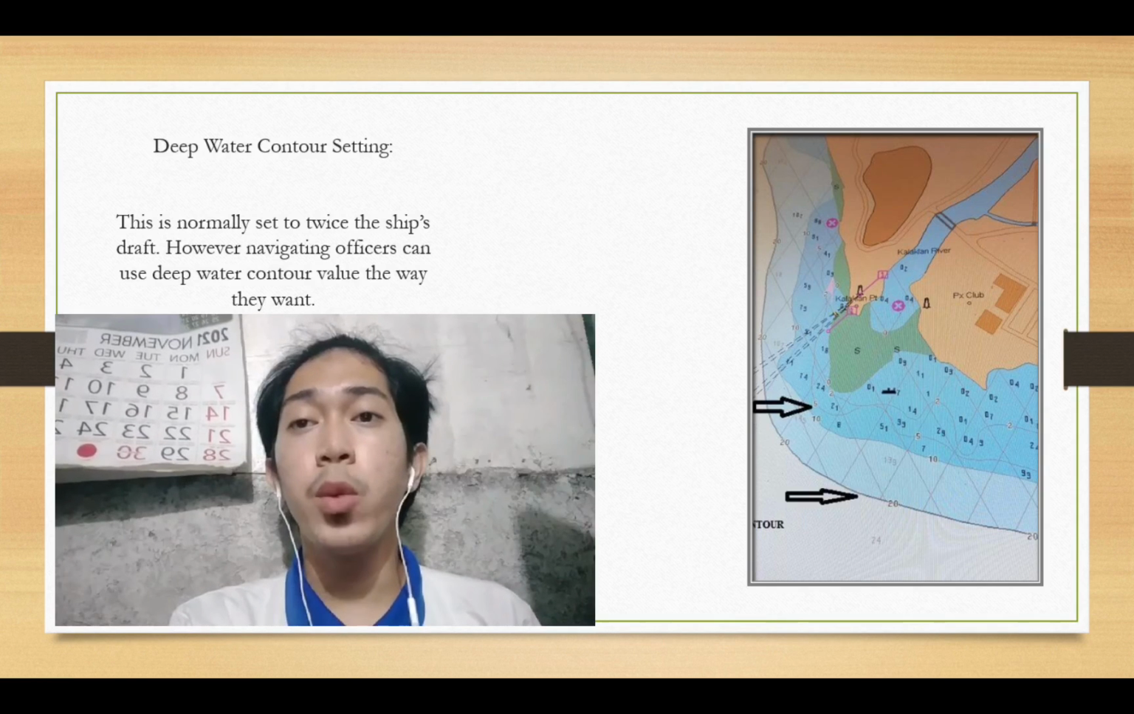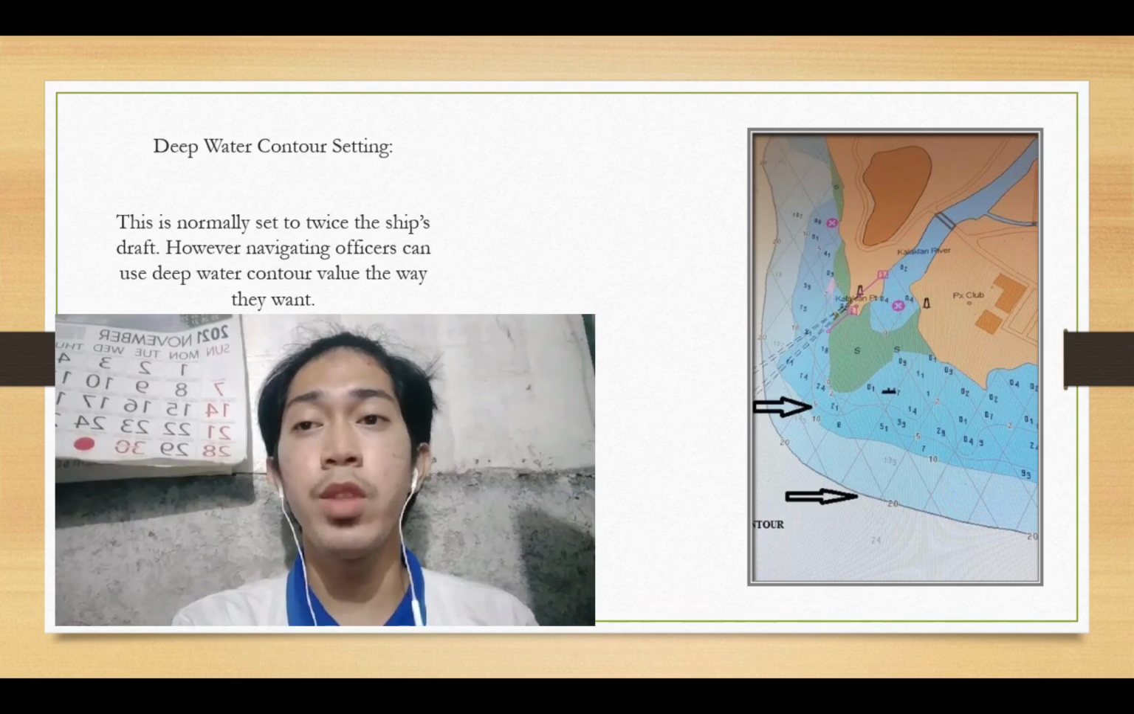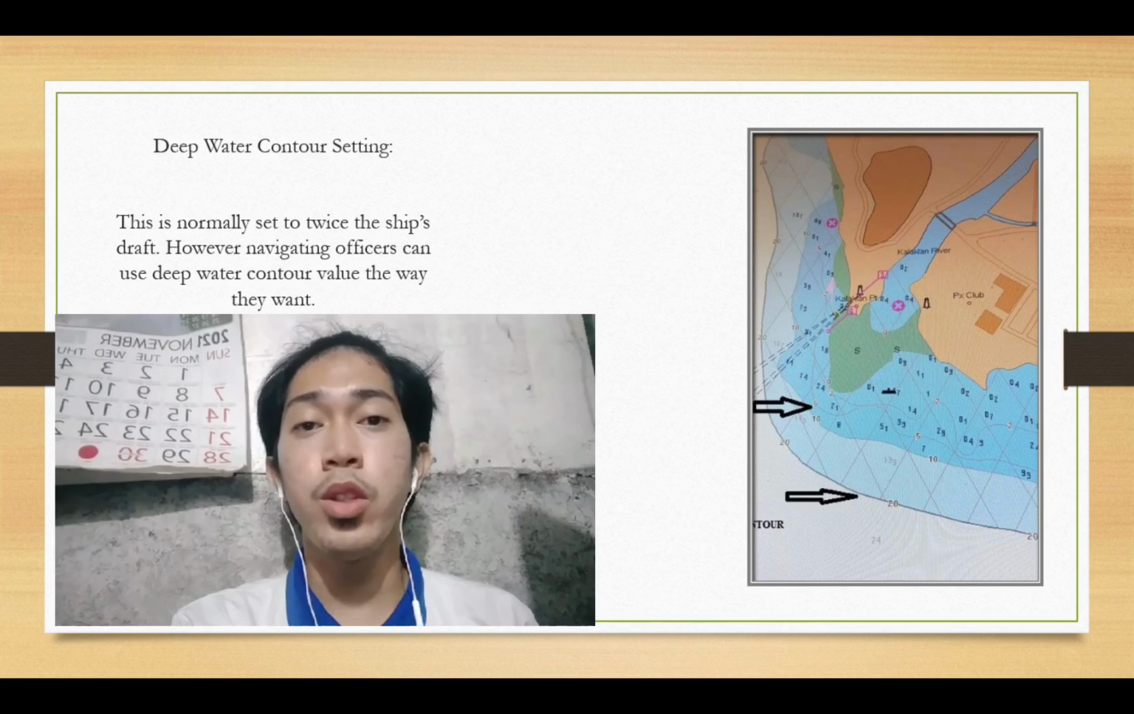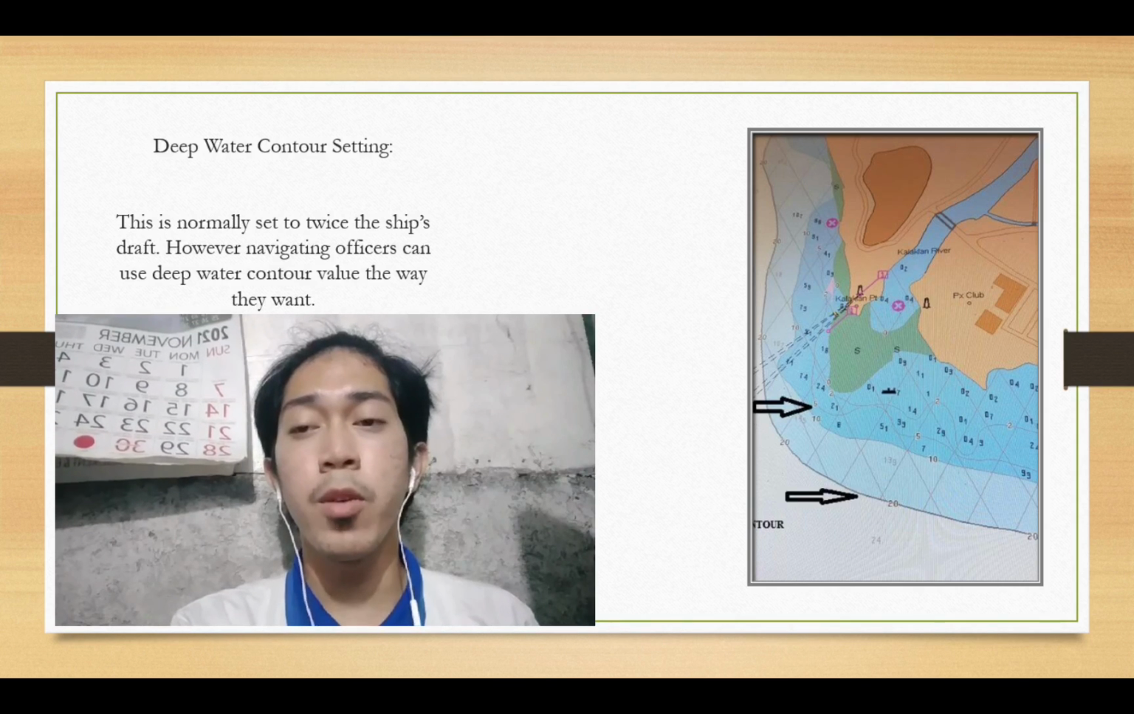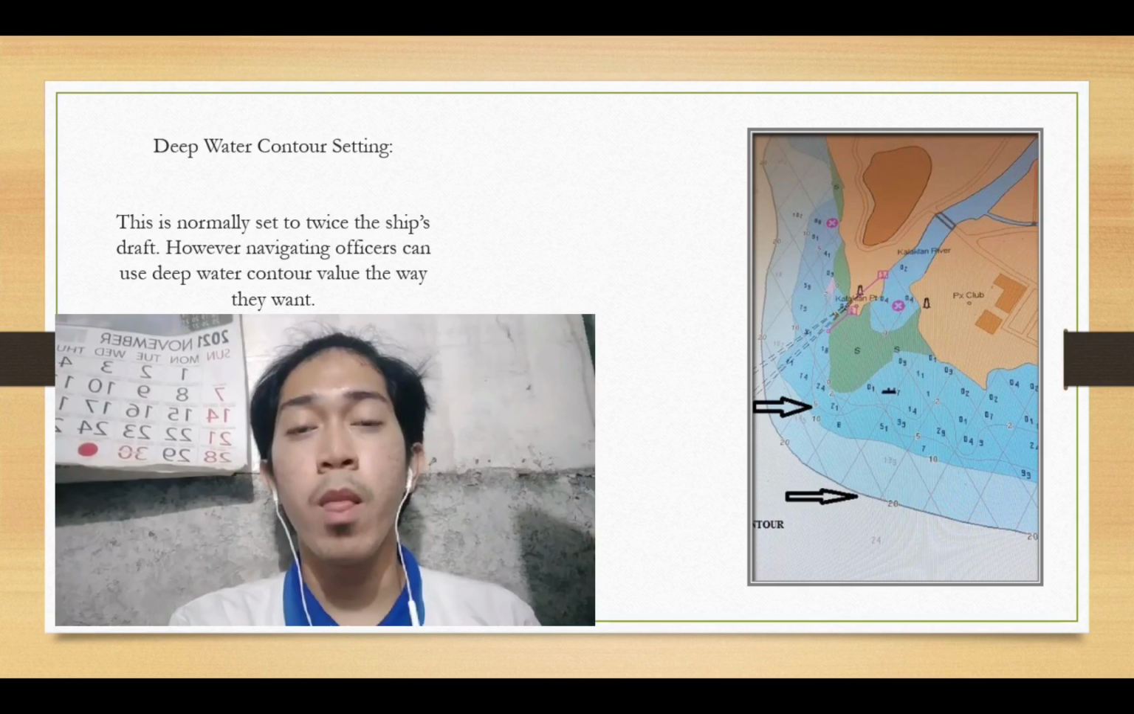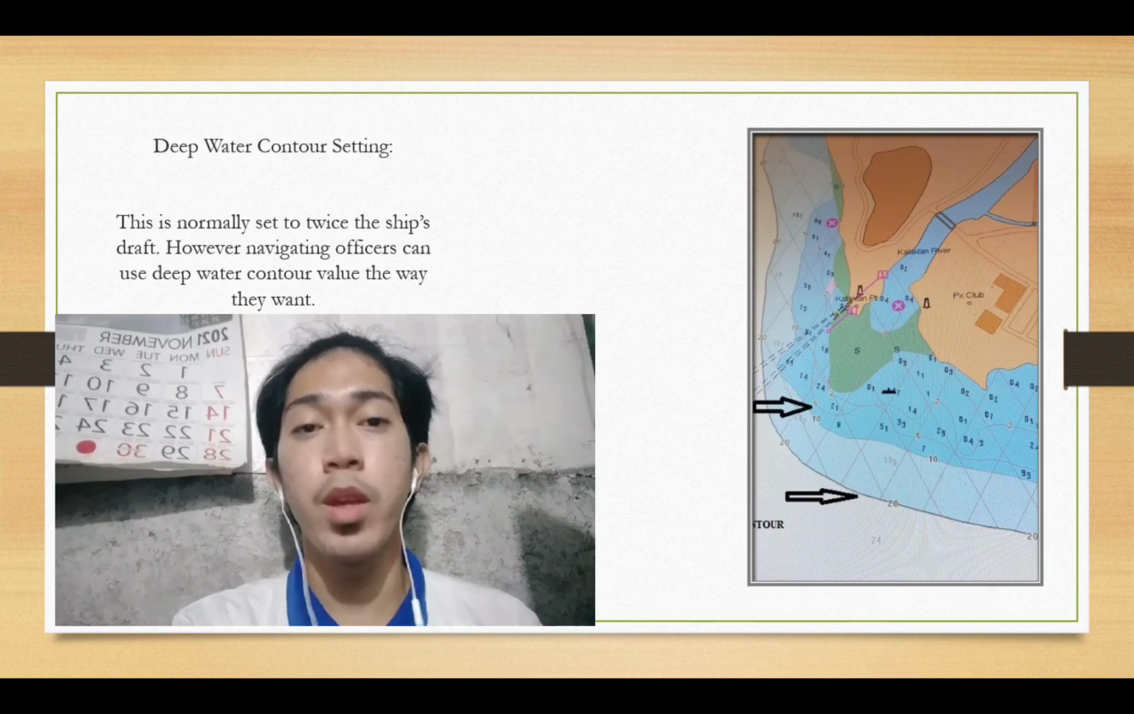So, deep water contour setting. This is normally set to twice the ship's draft. However, navigating officers can use the deep water contour value the way they want. This deep contour indicates the limit of sea area where shallow water effects occur that can affect a vessel. It should be estimated twice or four times the draught of the vessel, depending on the depth of water available. And we should always remember that the navigating officer can use the deep water contour value the way they want.